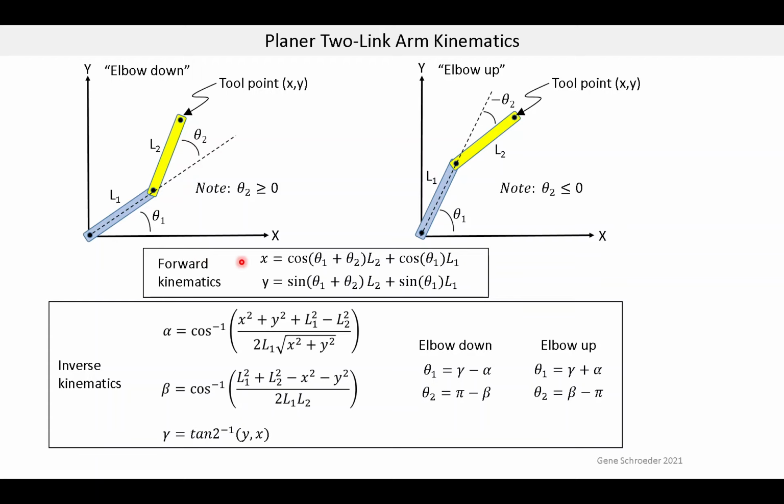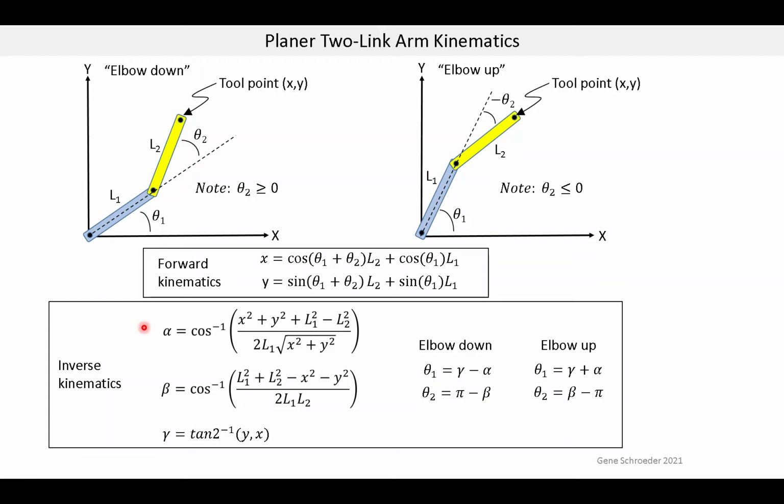So here is the forward kinematics problem where we are given the angles and we want to calculate the x and y coordinates of the tool point. And so this isn't too bad. The inverse solution is more complicated, but it still isn't too bad. It has what we call a closed form solution, meaning we can just plug numbers into equations and get the answers directly.